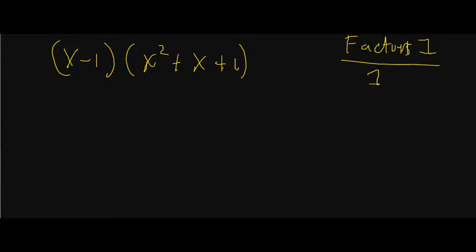And that's just 1 times 1, right? And this is a problem because, well, 1 plus 1 is 2. There's no way for us to add or subtract 1s to get us a 1 right there. So that kind of sucks because this problem is not factorable.